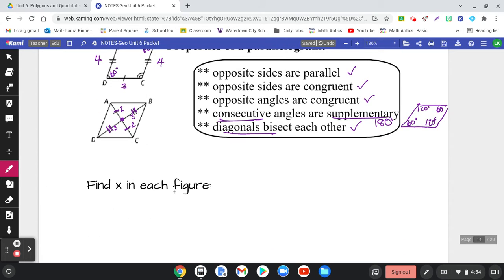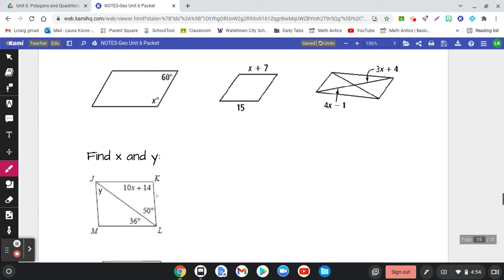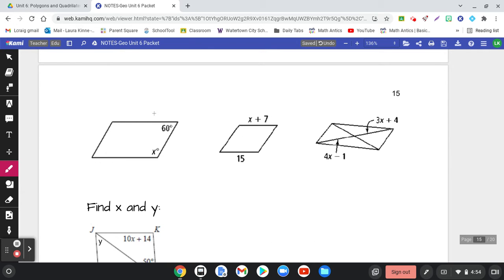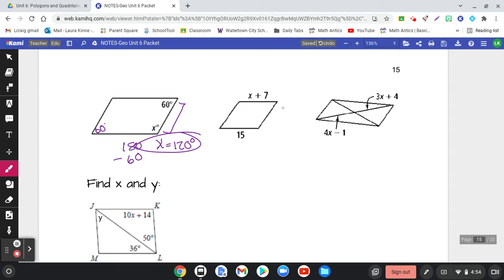So we're going to find x in each figure. Again, mine's shifted to the next page. All right, so x, this would be 60. That's not what we're looking for. These are consecutive, so you just do 180 minus 60. So x is 120 degrees. All right, to find x in the next one, and your pictures might be a little bit light. The printer and copier were not being cooperative, so if you need to darken in any of this, feel free to. So x plus 7, opposite sides are the same, equals 15. Subtract 7, x equals 8.